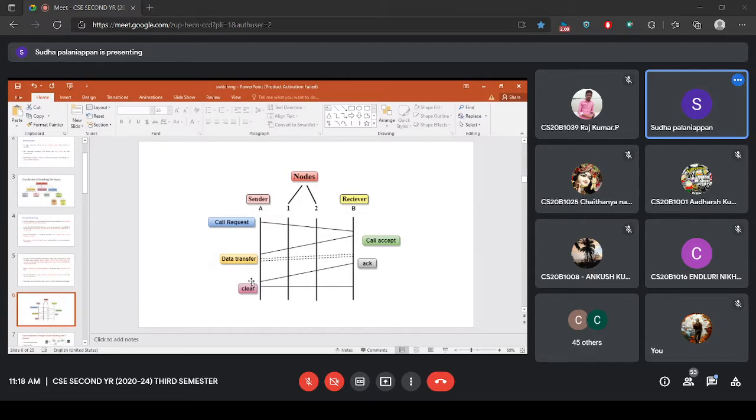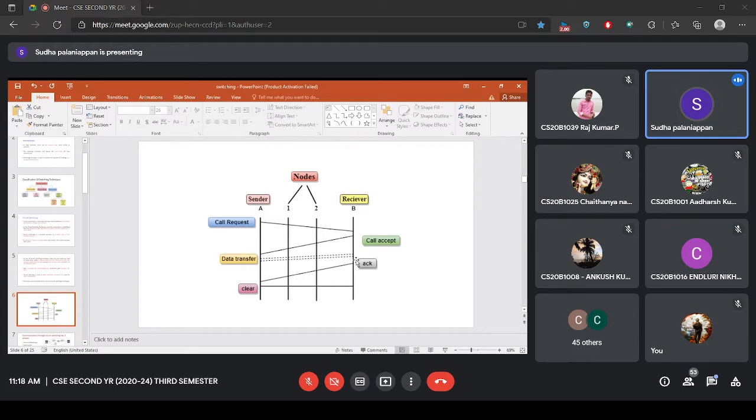So this is an acknowledgement given to make sure there is a dedicated path that can be established between sender A and B. After receiving the call accept message from the receiver B, the data transfer can take place.